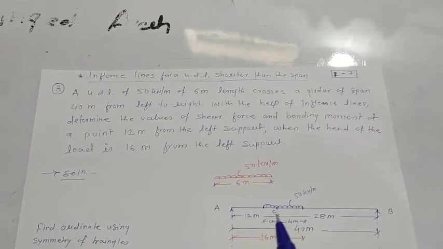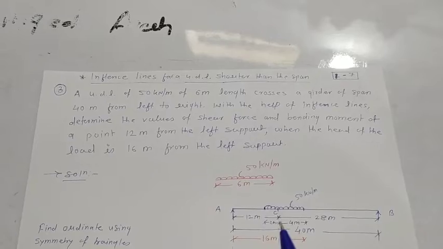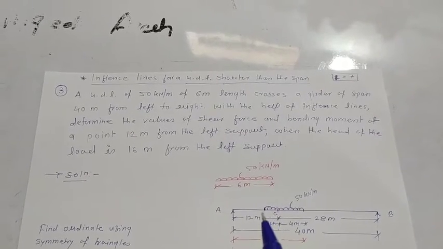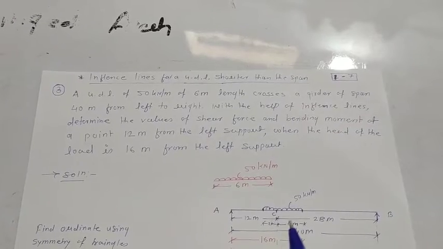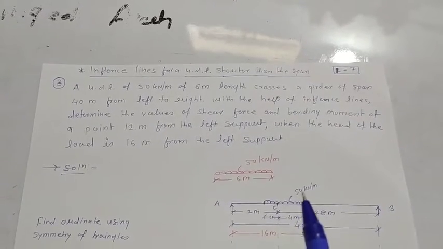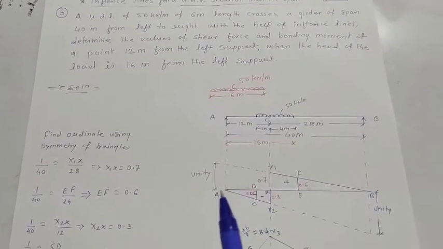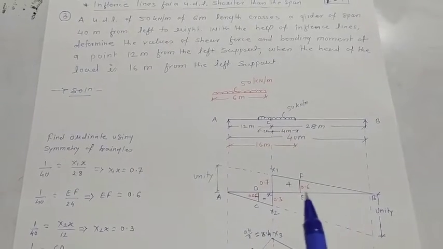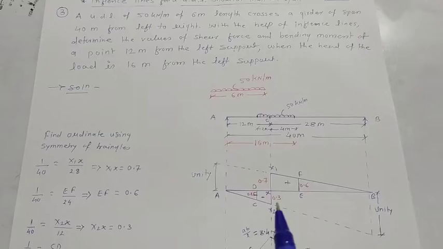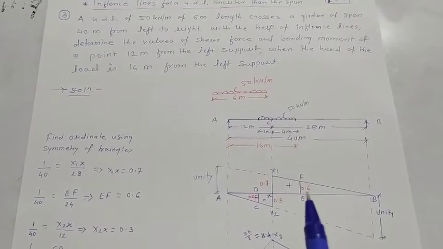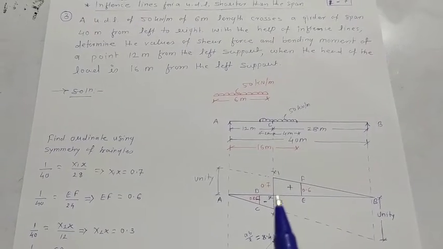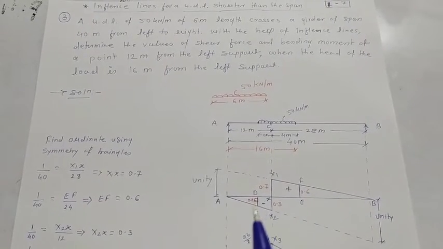So on section C, from C to this point it will be 4 and from C to this point it will be 2. Total is 6. The intensity of UDL is 50 kilonewton per meter. So just draw a shear force diagram. This one is unity. From symmetry of triangles you have to find out this ordinate, this and this. You can give the names x1, x2, EF and CD.